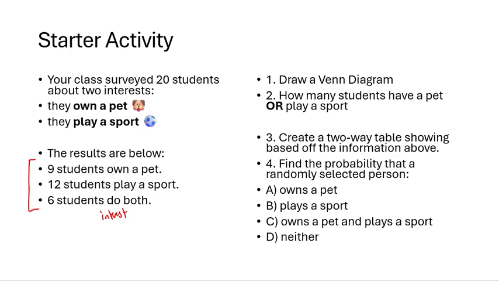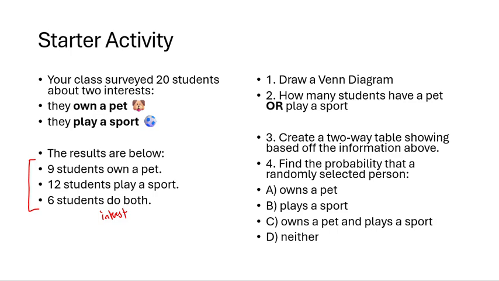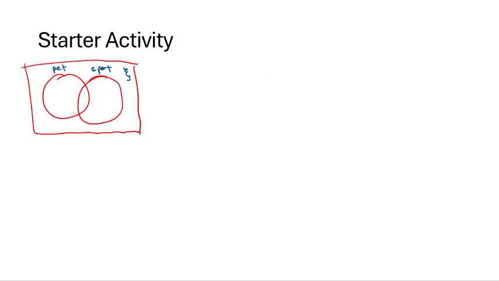Now, in one circle, we're going to label it as sport, and the other one is going to be pet. It doesn't matter which one you do, sport or pet, as long as you label the circles. Based on the information provided, the one to start out with is always the one where they provide you with both. So, 6 students have an interest in both. In the middle, where the two circles overlap each other, you're going to write the number 6, okay? So 6 students satisfy both interests.